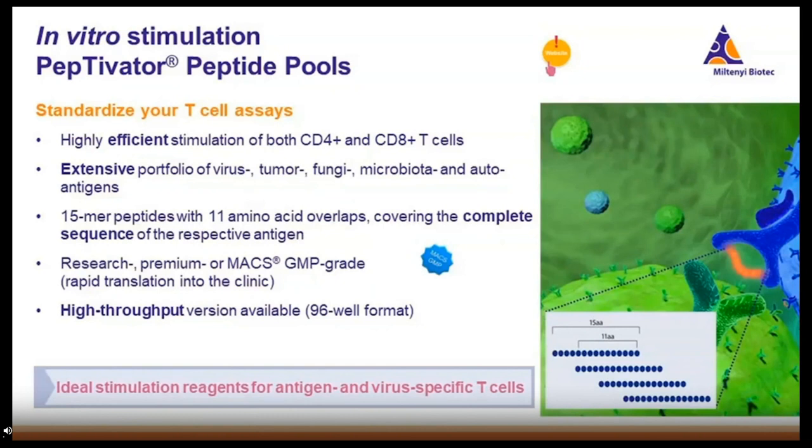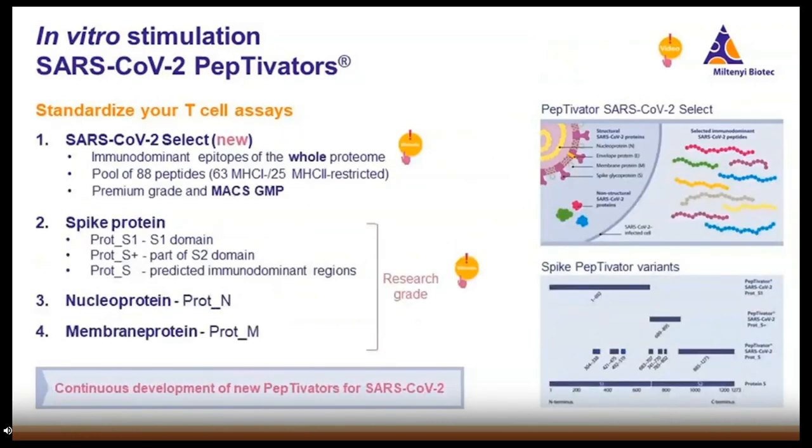And our Tivators are available in research, premium, and even in max GMP grade, which will allow a rapid translation into the clinic. And finally, they're also available in a convenient 96-well format for high throughput applications. So we think our Tivators can really help you to standardize your T-cell assays further and are the ideal stimulation reagents for antigen and virus-specific T cells. So most notably, we have many different SARS-CoV-2 Tivators, and the portfolio, due to the current situation, is growing very fast.